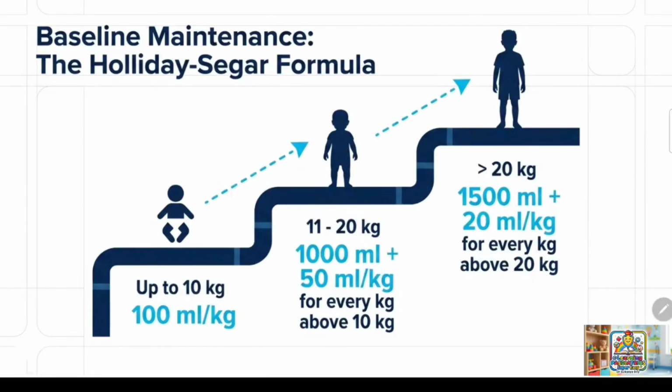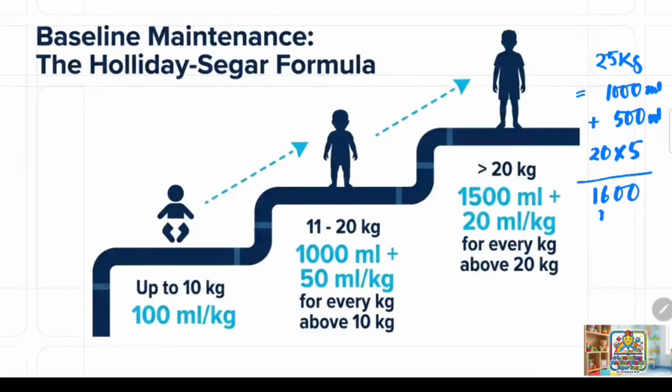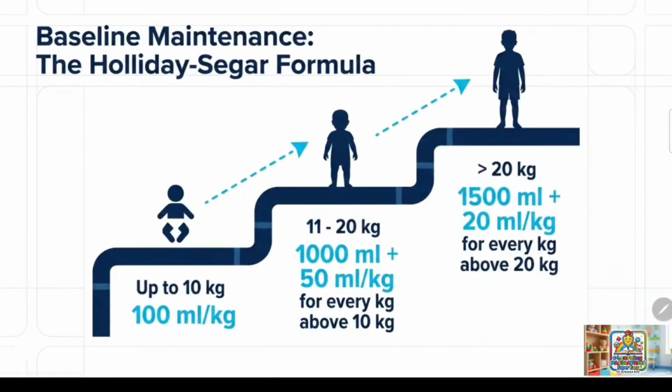For a 25 kg child, what will be the maintenance dose of fluid in 24 hours? First 10 kg, 100 ml per kg, that is 1000 ml, plus the next 11 to 20 kg, 50 ml per kg, that is 500 ml. From 21 to 25, that is above 20 kg, 20 ml per kg, 20 into 5, that is 100. Total 1600 ml per 24 hours, that is approximately 66.7 ml per hour. So the normal maintenance fluid calculation is clear to all of us.